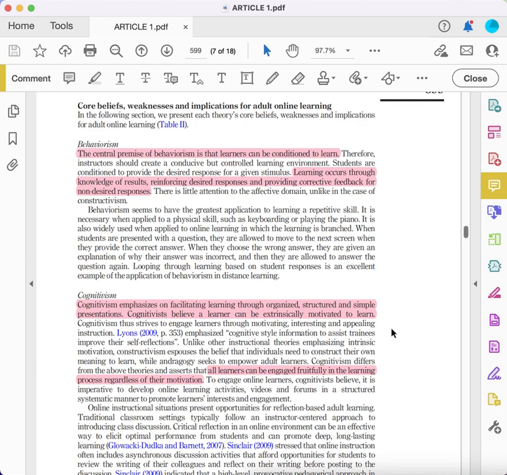When you think of behaviorism, they talk about the central premise being that learners can be conditioned to learn. And so you can be set up in a way where learning is easier, more environmentally friendly for you to learn. It involves learning through knowledge of results, reinforcing desired responses, and providing corrective feedback for non-desired responses. I would like to know very, very quickly when something is out of place with my learning and that I'm doing something wrong.